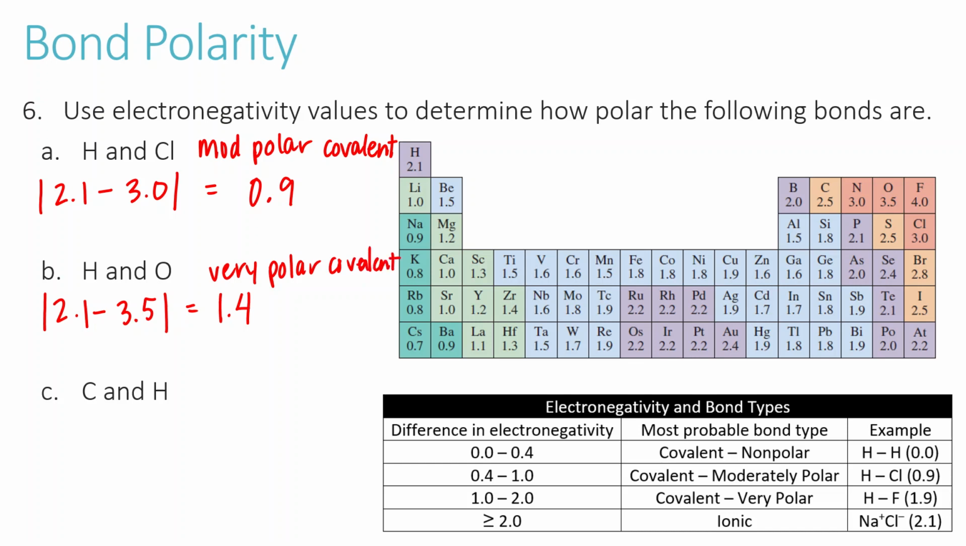And then looking at carbon and hydrogen. Again, I don't care about whether it's positive or negative. I just care about the difference here. So that is kind of right on the edge between moderately polar and nonpolar. So we would say that this is very slightly polar or moderately polar, but we also might consider this to be nonpolar. So this bond has some polarity, but not very much.